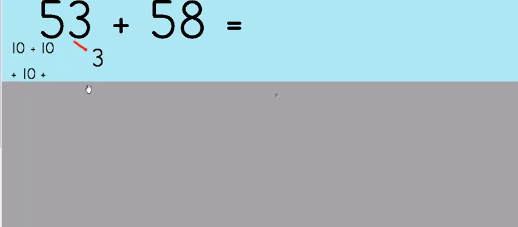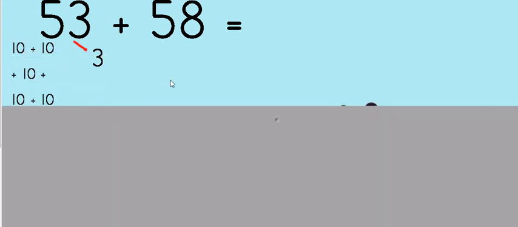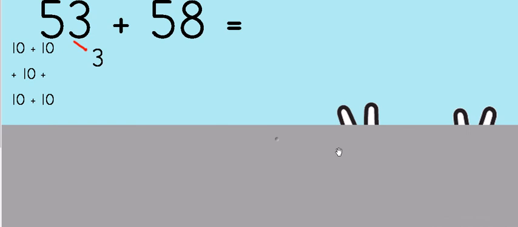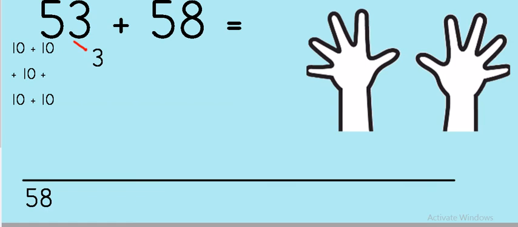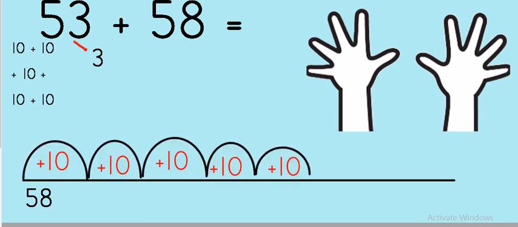So let's see what it's made out of. That's right. 5 tens, 1, 2, 3, 4, 5, and 3 ones. Well done. Next job, draw a number line and put the bigger number at the start. Ta-da! Okay, now we need to add on our tens, and we've got 5 jumps of 10 this time. That's a lot of tens. Okie dokie. 1, 2, 3, 4, 5 tens.